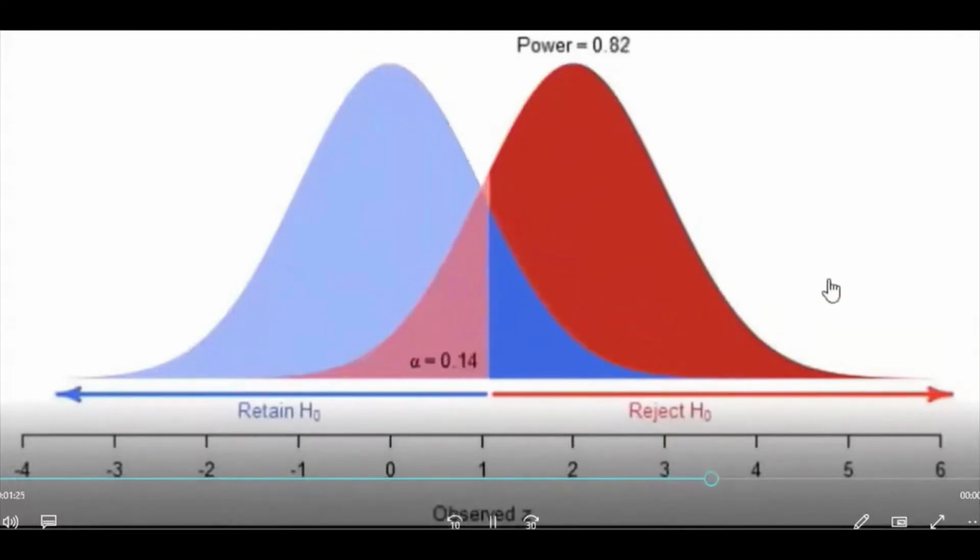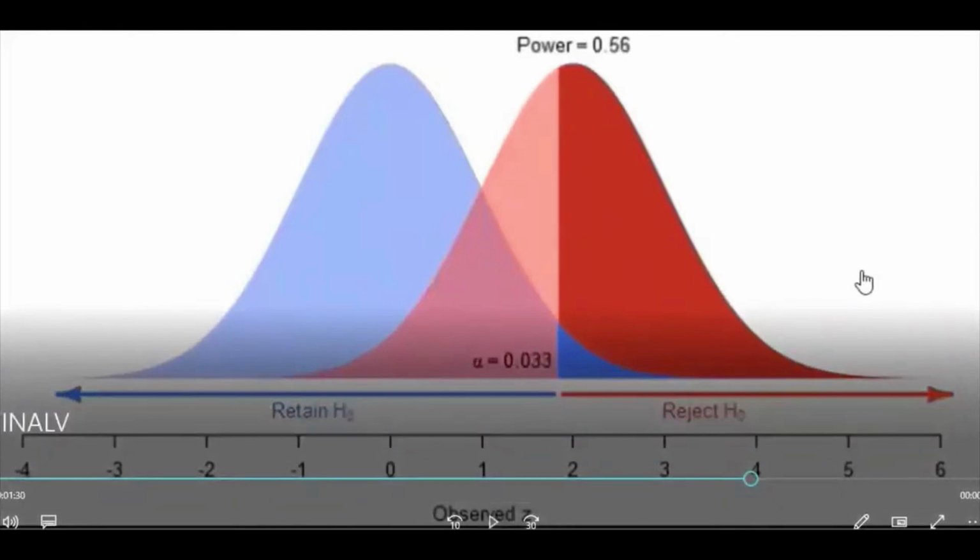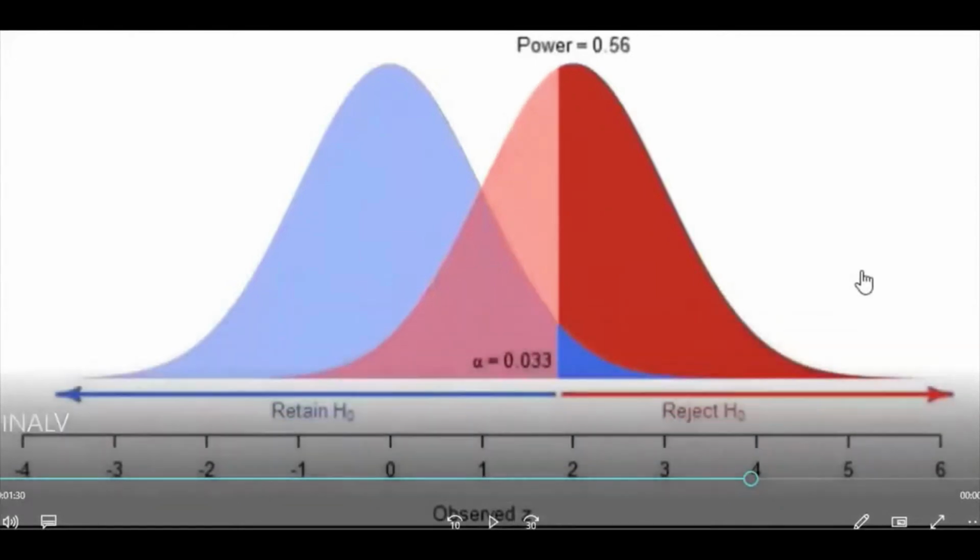See, alpha is decreasing. Then beta is increasing. You see, the red one is increasing. Suppose alpha is here, 0.033. Alpha is very small, the deep blue one. When alpha is very small, beta is on this side, this red area. This area is increasing when the deep blue area is decreasing.